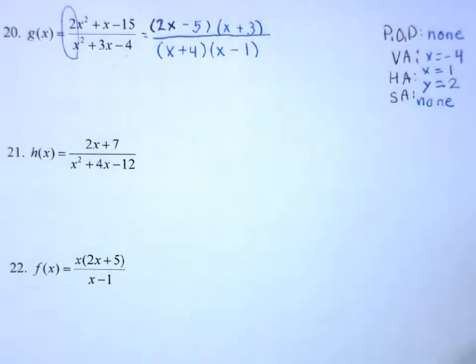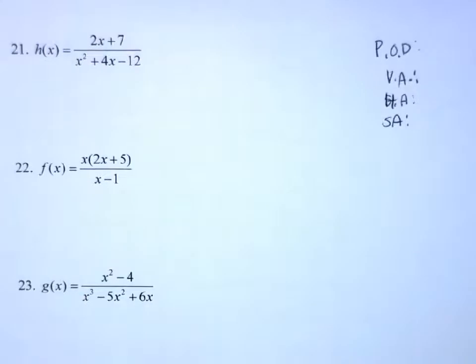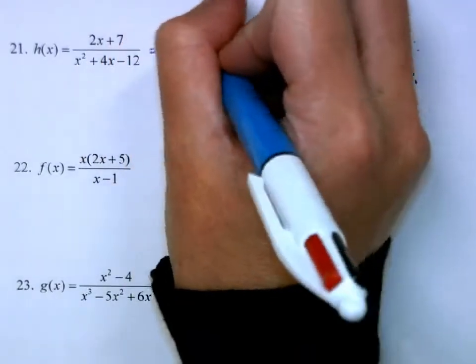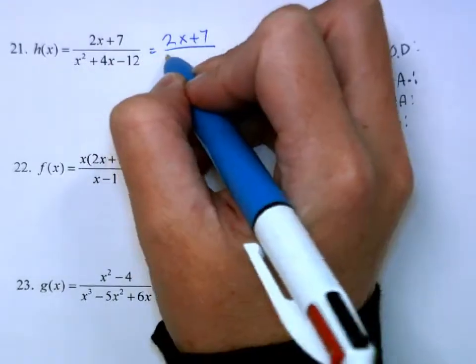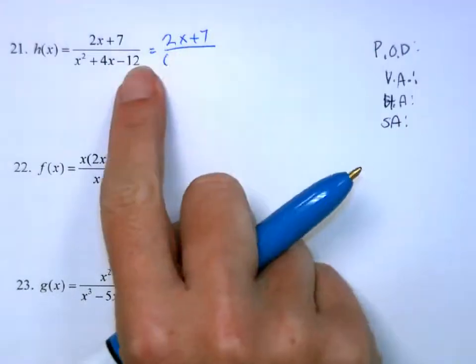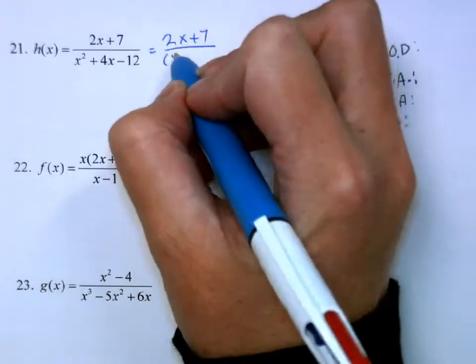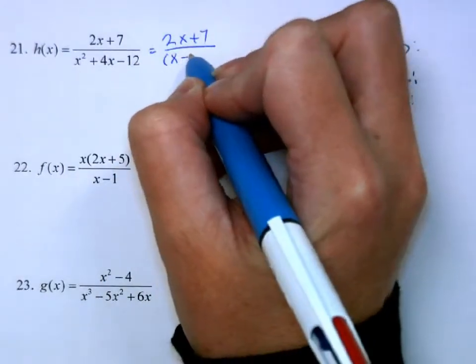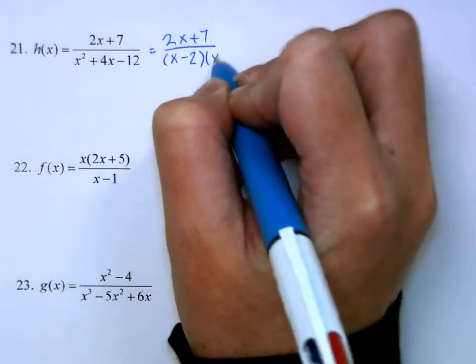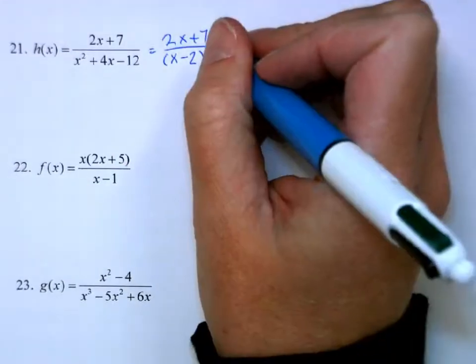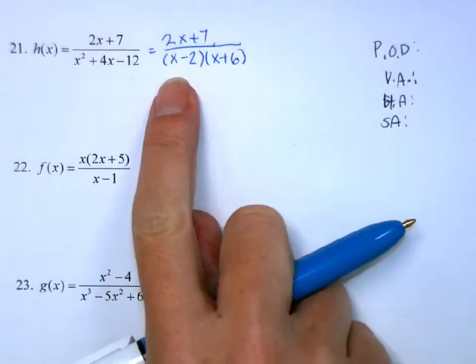Okay, this one factors on the bottom. So 2 things that multiply to get -12 and add to get 4 are going to be x minus 2, x plus 6. Okay, and if you're struggling with factoring, we can always check it by foiling. If I foil this, we get x squared plus 6x minus 2x gets us that, minus 12.